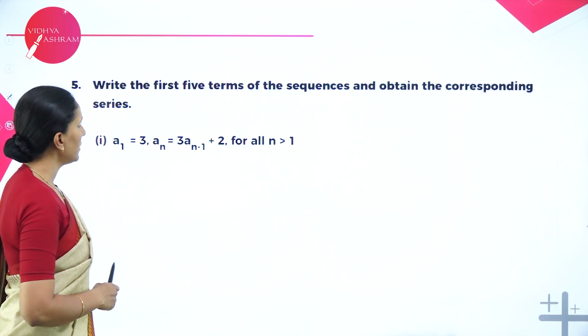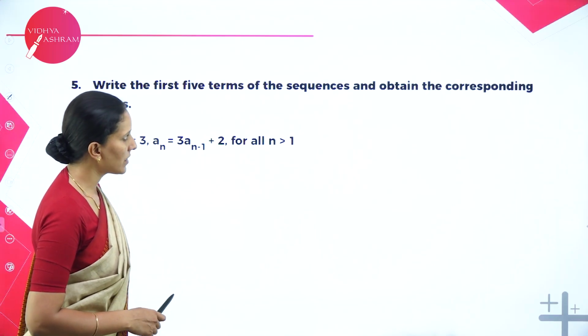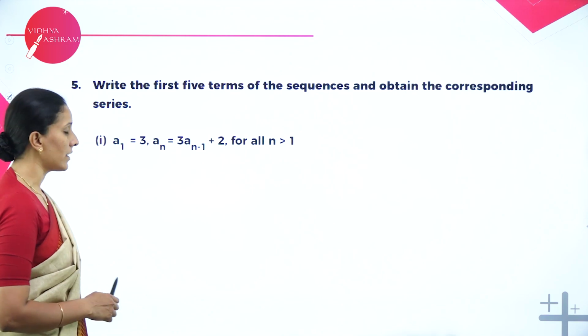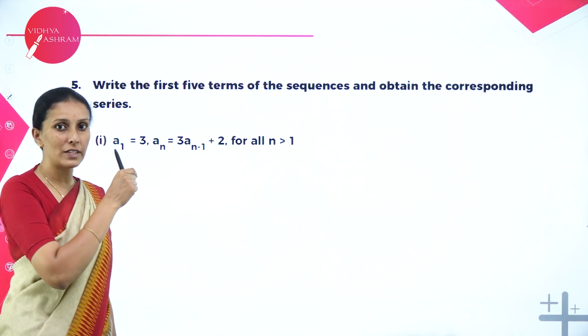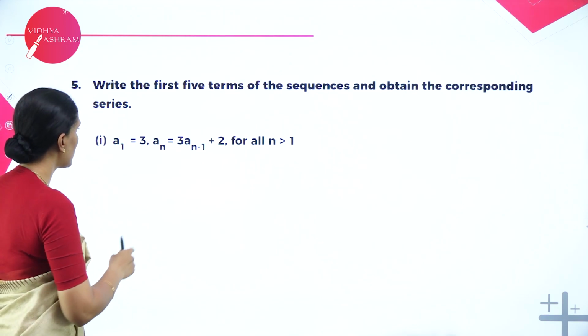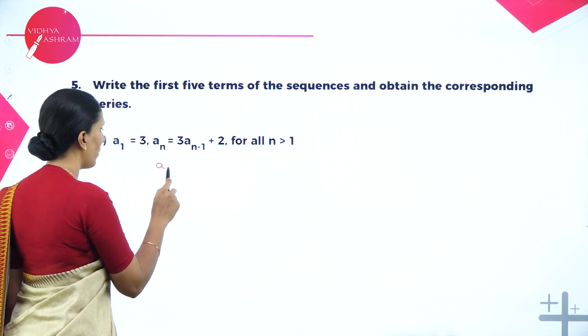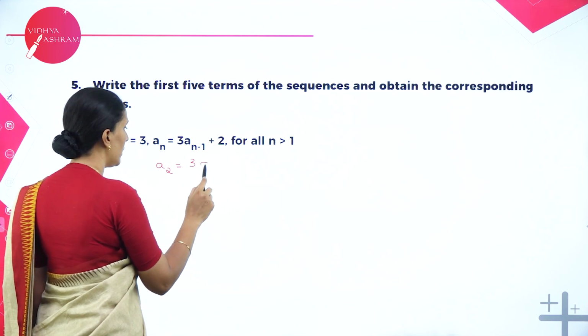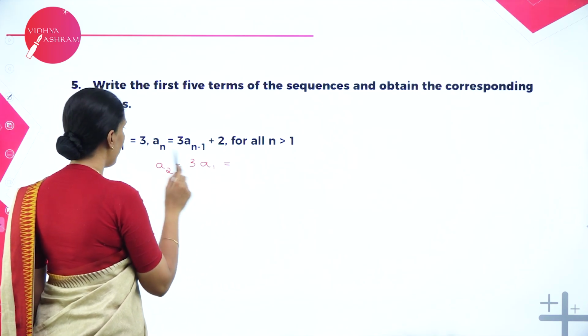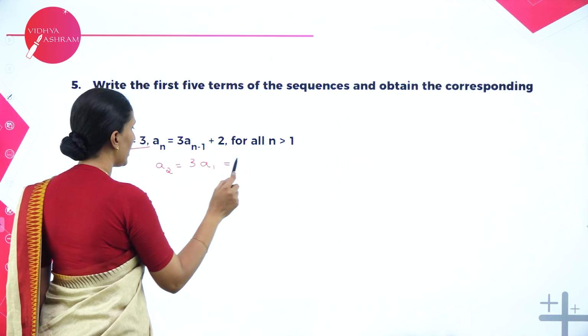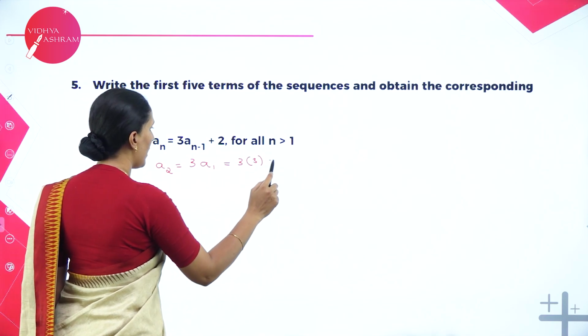Next one, write the first 5 terms of the sequence and obtain the corresponding series. So we need to find the sum of the series which we'll get. For the first 5 terms, a1 is given, so we'll start finding with a2. a2 is 3 into a1. What is a1? a1 is 3. So 3 into 3, 9.